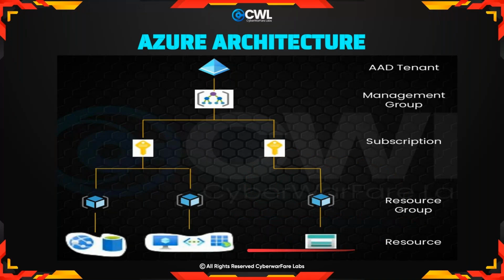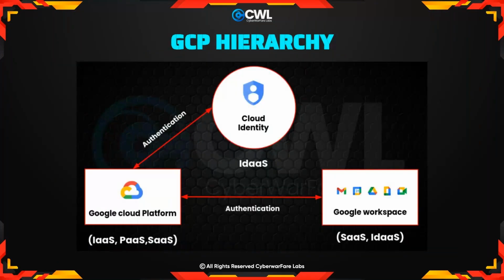Again, the resources can be anything. It could be a VM, it could be a database, it could be functions or whatever, like anything we can configure inside the resource groups, and that will be the resources which we are provisioning and managing. Then comes the hierarchy of Google GCP.